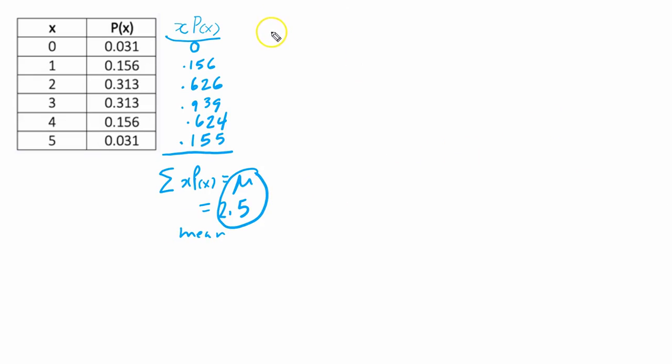Okay, now to get the standard deviation, we're going to need to make a new column. And this new column is going to be x squared times p of x. So basically, if I take list 1 and multiply it by the blue list, x times x of p of x, I'll get x squared. So I'm taking the first list and multiplying it by the blue list.